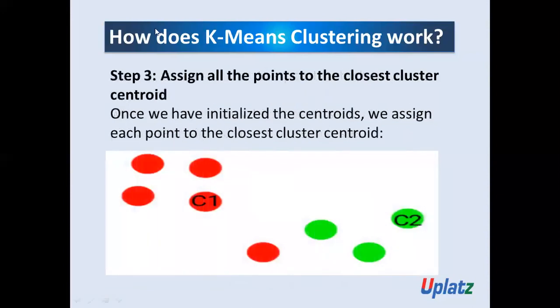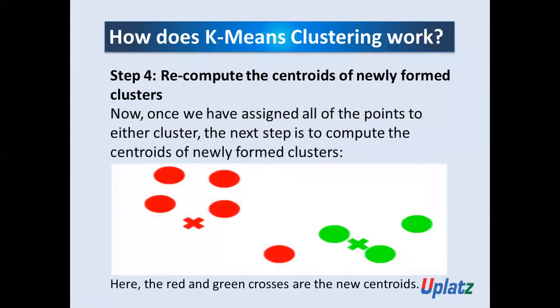It looks like a newly formed cluster with the 2 groups. This red one looks like the first one, and this one the second one. Now we need to recompute the centroid of a newly formed cluster. Once we have assigned all of the points to either cluster, the next step is to compute the centroids of a newly formed cluster.